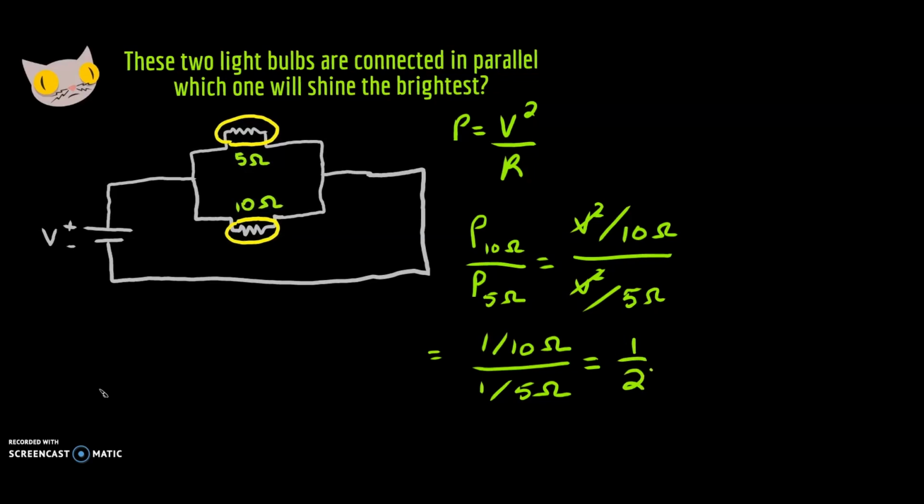So now this time we see the 5 ohm bulb will shine brighter than the 10 ohm bulb. This is because the lower the resistance, the more current you're going to get, resulting in a brighter glow. So that's how we can use power dissipated to find the brightest bulb in a circuit.